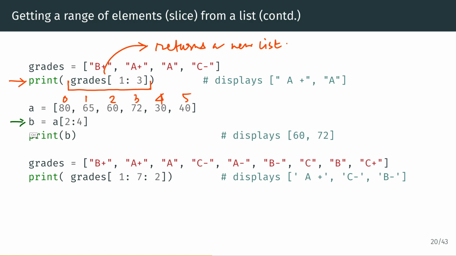Okay, so what we have is, given the list A, we get the sublist starting from begin index 2, so that's where we start, that's the begin index.